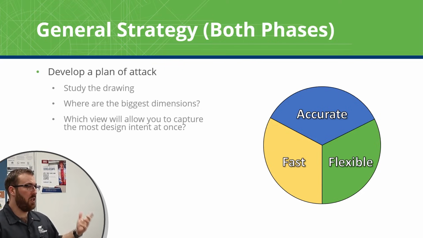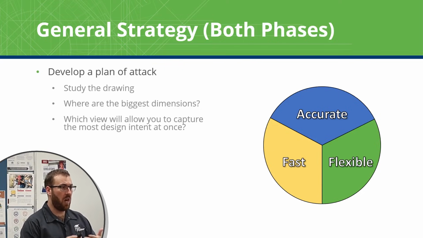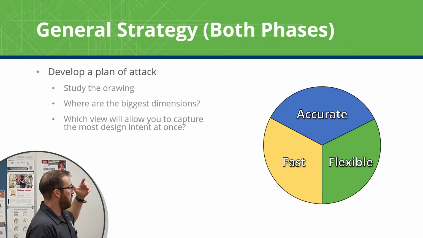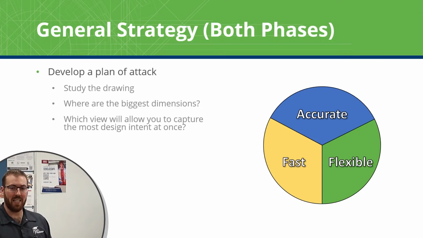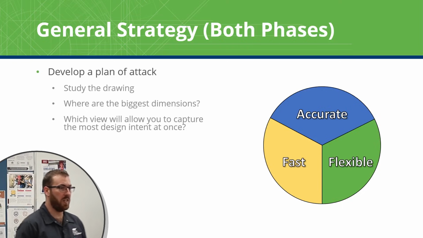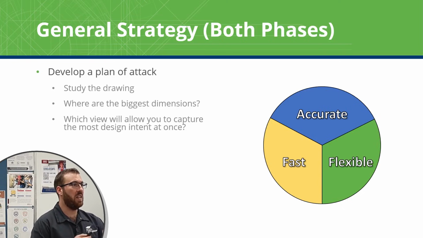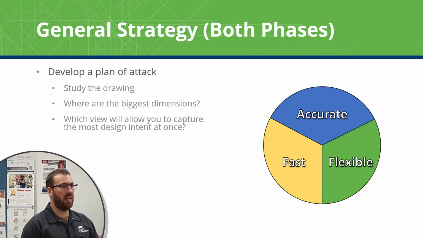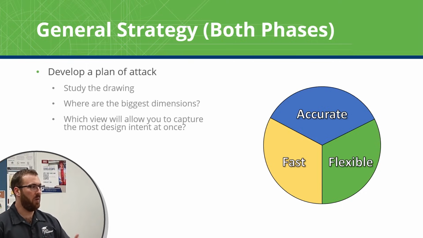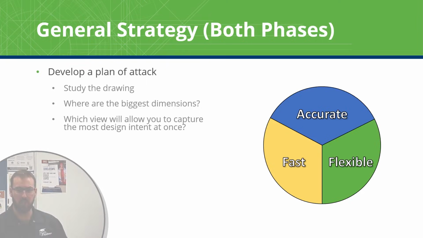You also want to determine which view, front, top, or right, is going to allow you to capture the most design intent at one time with a single feature. And making a good decision for the first feature will oftentimes determine whether you're going to win or lose. Because again, if you back yourself into a corner, it's going to be very difficult to recover from that if you start with a sketch in the wrong view.